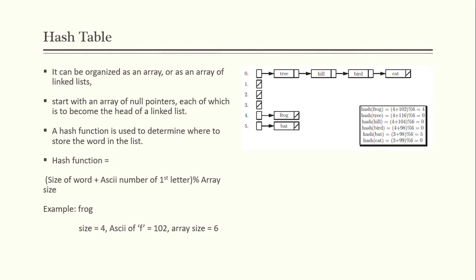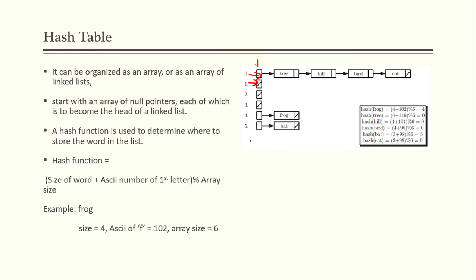Okay, the third technique will be the hash table. It can be organized as an array, like this array, or as an array of linked lists. It means that we have an array here of 6 locations, and each location will have a linked list. That is an array of linked lists. It will start with an array of null pointers. This is all null pointers. Then each null pointer becomes the head of the linked list.